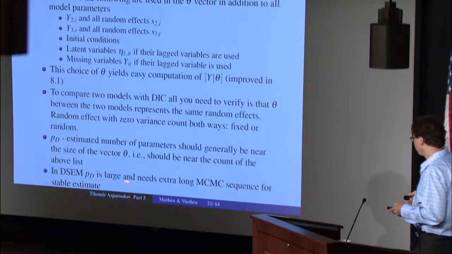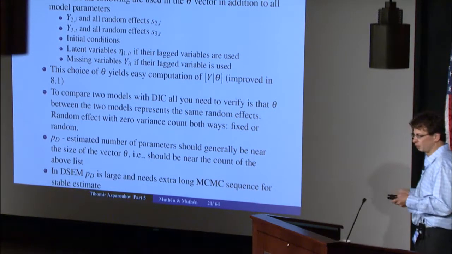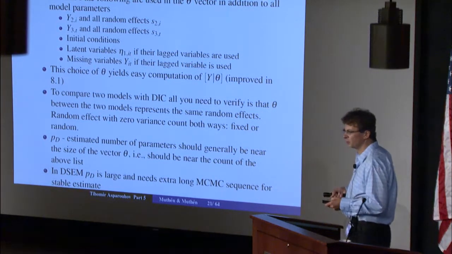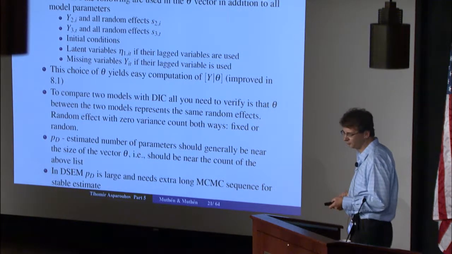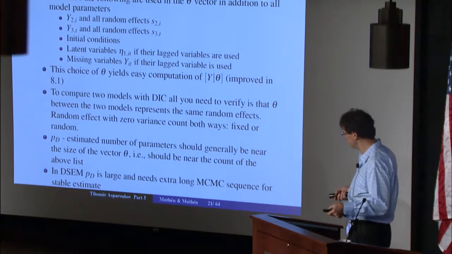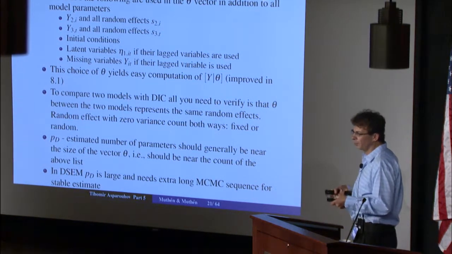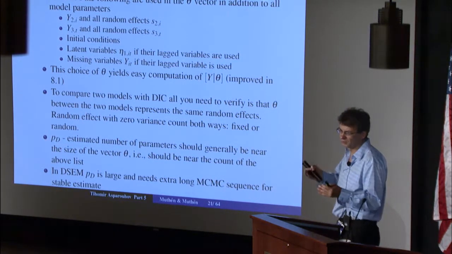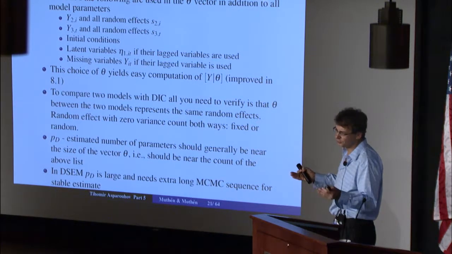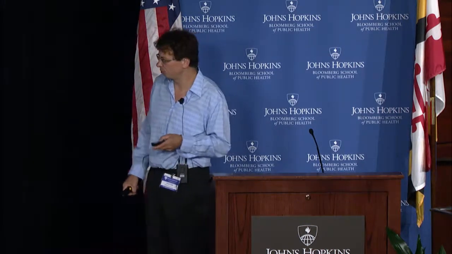And again, when PD is large, you have to expect that the convergence of the DIC is going to be slow, and you need to make sure that you have enough iterations to get a stable estimate. Even if you don't have a stable estimate, in most cases you'll be able to use it to compare models, because the differences between the DICs will be large enough that you won't need a very precise estimation. But in certain cases, you will probably need to run very long MCMC sequences to get stable estimates of the DIC.